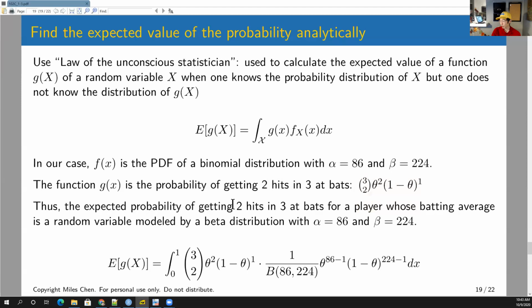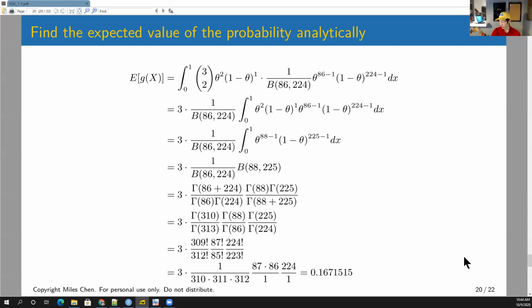And so the expected probability of getting 2 hits in 3 at-bats for a player whose batting average is a random variable modeled by the beta distribution with alpha equal to 86 and beta equal to 224 is going to be equal to the expected value of this: 3 choose 2 theta squared 1 minus theta to the 1, multiplied by 1 over beta of 86 and 224, theta raised to the 86 minus 1, 1 minus theta to the 224 minus 1. All right, and so we need to solve this integral here. And that's what this slide is.